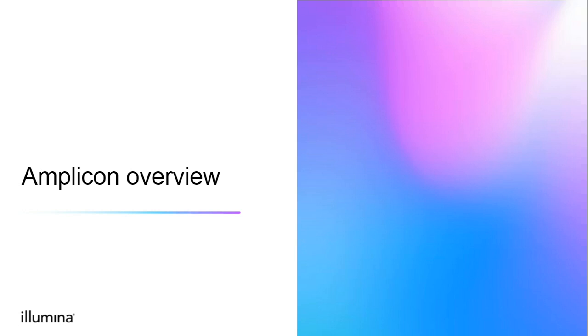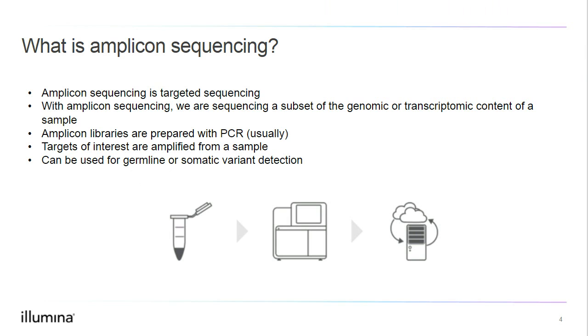Amplicon overview. What is Amplicon sequencing? Amplicon sequencing is a type of targeted sequencing. So instead of sequencing complete genomes or whole transcriptomes, we are sequencing only a portion of the DNA or RNA from our samples. Amplicon libraries are typically prepared using a PCR step to selectively amplify the regions of interest, though there are some other library preparation approaches as well. With Amplicon sequencing, we can assess germline variants, so genotypes, or somatic variants.